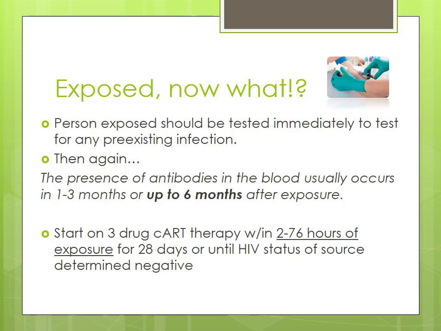Then you're going to need to get tested again, because it takes a while for the antibodies to build up in the body. So we usually do a test again at 1 to 3 months, and then up to 6 months later is a third time. And that's if the rapid test is positive.